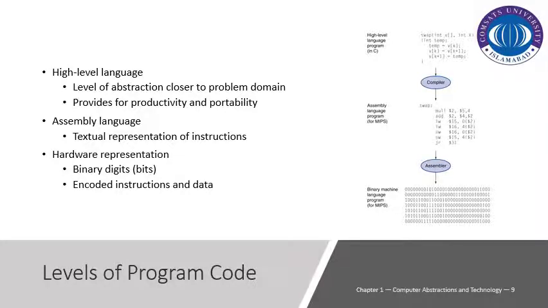Now let us see how our program is converted from a high level language to the hardware representation, which represents the levels of program code here. What the front end user or the programmer does is write the program in a high level language, for example in C. That is the abstraction that works with the front layer, the application software.